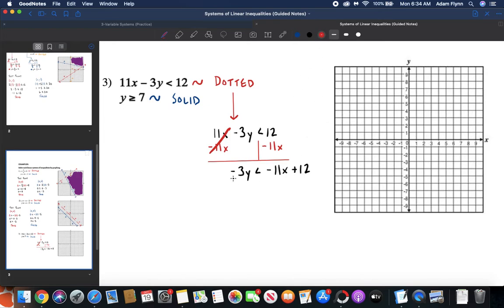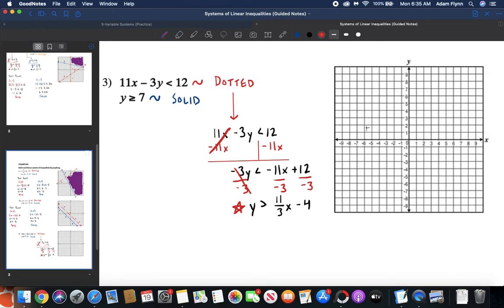I can divide everything by negative 3 to isolate my y. So I have y, but because I divided by a negative number, my sign is going to flip. So instead of having less than, I've got greater than. Negative 11 divided by negative 3 is just positive 11 thirds. And 12 divided by negative 3 is going to be negative 4. So this is the red line that I'm going to graph. Okay, just changed it from standard form to slope-intercept form.